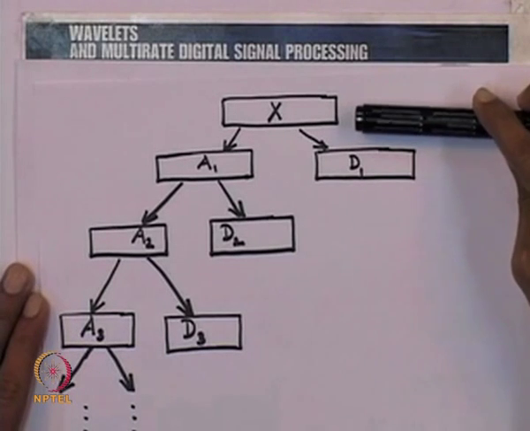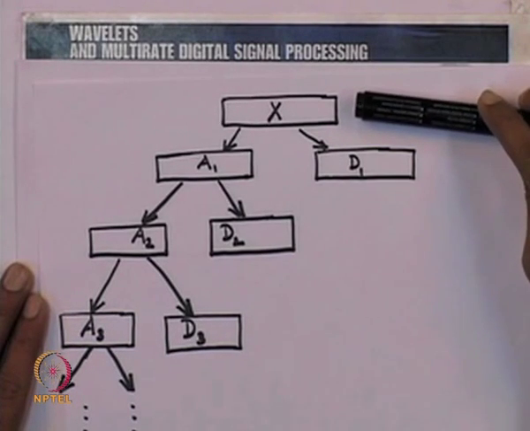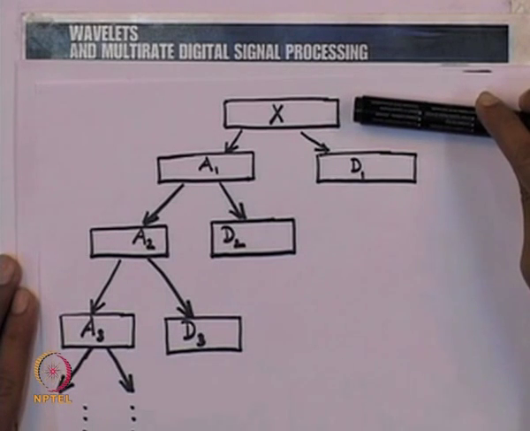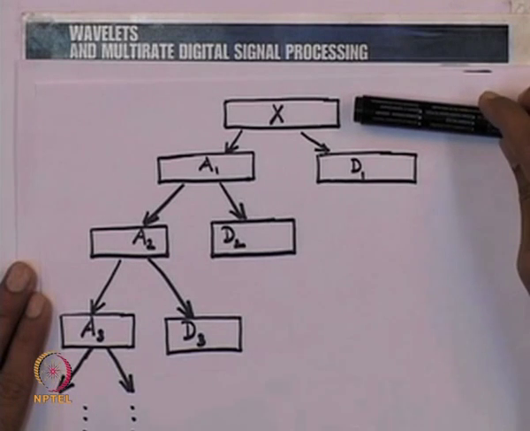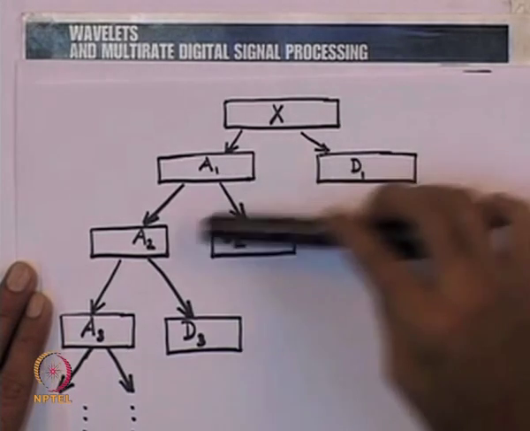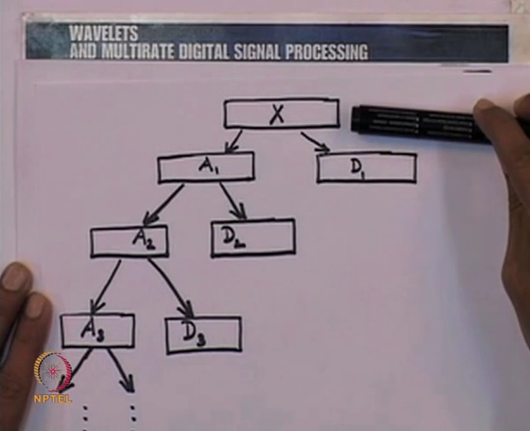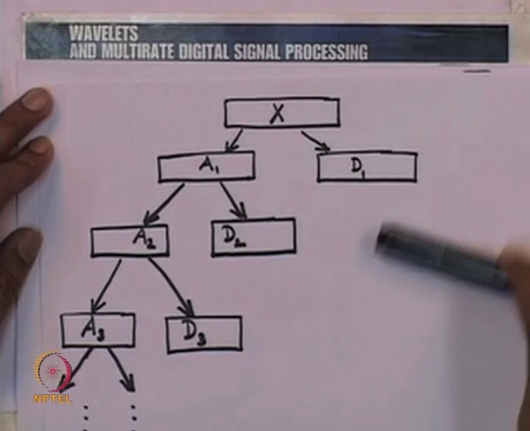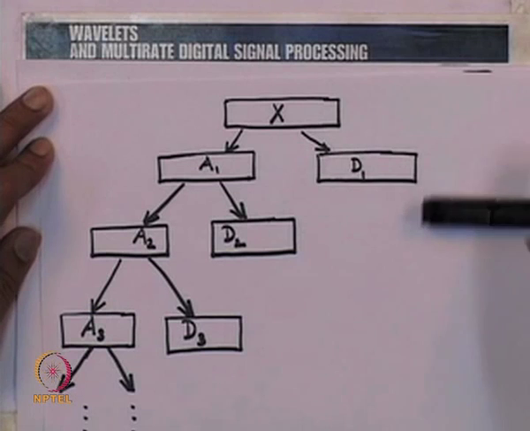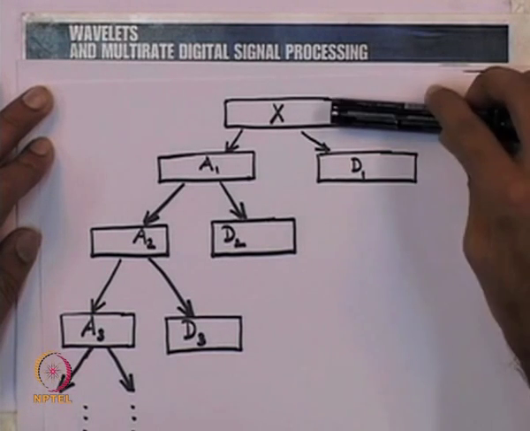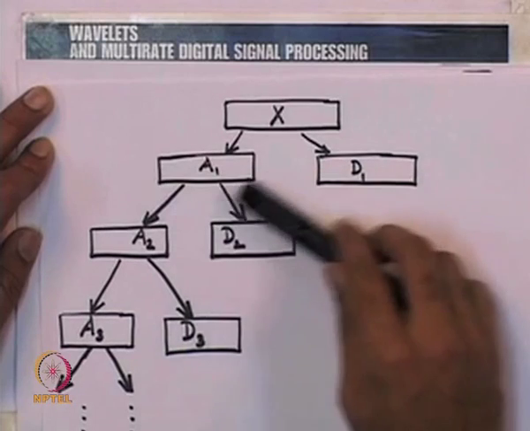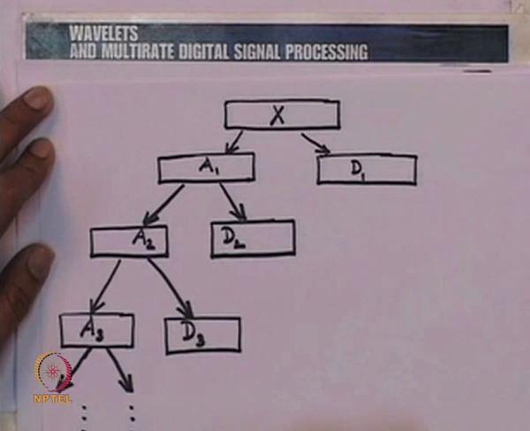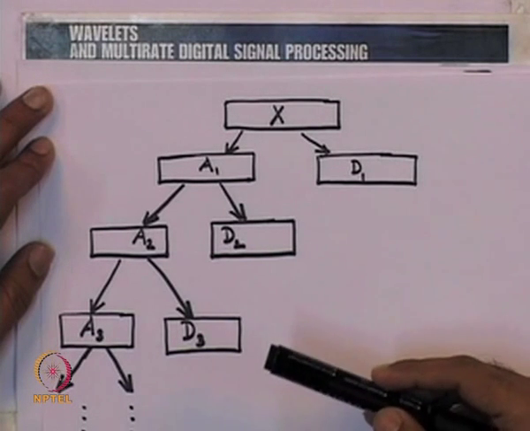At the top level, this root node, which is the X node, is the original sequence itself. And now all the subsequent nodes, A1, D1, A2, D2, are obtained by the discrete wavelet transform of the parent node. In this way, we construct a tree, which is called a TSA tree. As we go down this tree, we take the DWT on A1 and we get A2 and D2. Again, we take DWT on A2, we get A3, D3, and so on. We can proceed in this way for as many levels as we want.